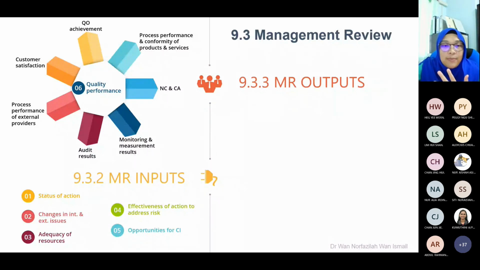It's also under quality performance. Non-conformity and corrective action. Even though you have so many non-conformities, the corrective action is the most important part. Then monitoring and measuring results, audit results, process performance of external providers, and also customer satisfaction. That one is under quality performance. And those 6 things are under management review inputs.